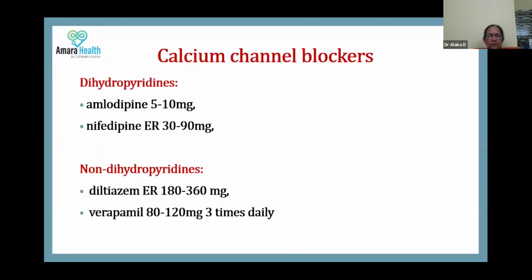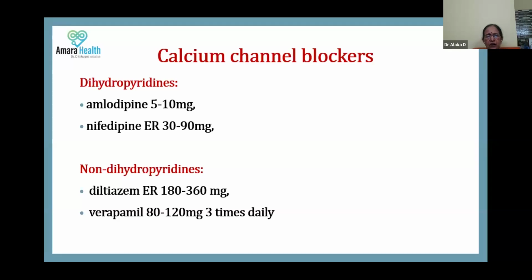Dihydropyridines like amlodipine, the dose is 5 to 10 milligrams, or nifedipine extended release is 30 to 90 milligrams. But nowadays we don't use much of nifedipine, we go for amlodipine. The side effect of amlodipine or these calcium channel blockers is it causes little palpitation. So please counsel the patient that it will cause some palpitation temporarily, which may last very briefly.